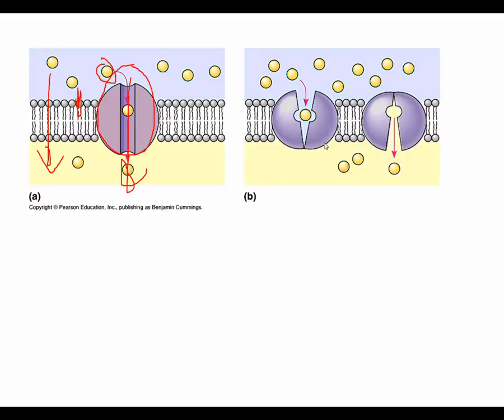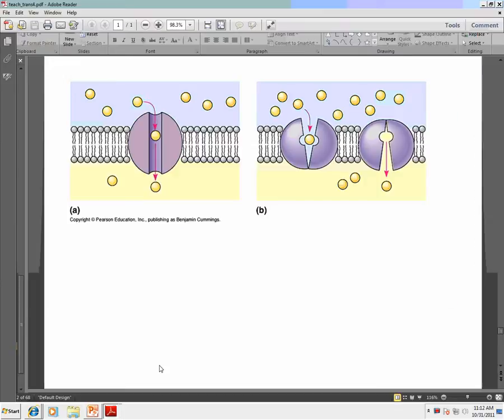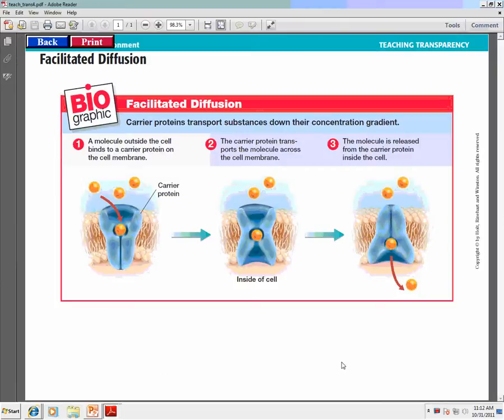And I do have a little slide I wanted to show you on that. Let's take a look at this real quick. Here's an image of facilitated diffusion. A molecule outside the cell binds to a carrier protein. This carrier protein will assist and help it travel inside the cell, and release it eventually when it gets to its point. This diagram is in your packet, on page 101, on facilitated diffusion.